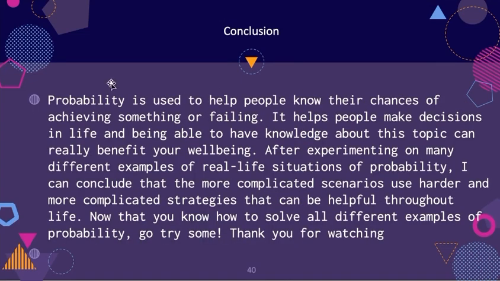Probability is used to help people know their chances of achieving something or failing. It helps people make decisions in life, and being able to have knowledge about this topic can really benefit your well-being. After experimenting on many different examples of real-life situations of probability, I can conclude that the more complicated scenarios use harder and more complicated strategies that can be helpful throughout life. Now that you know how to solve all different examples of probability, go try some. Thank you for watching.